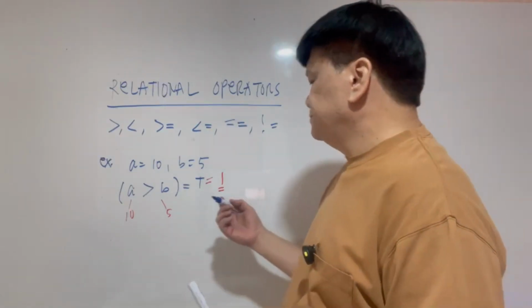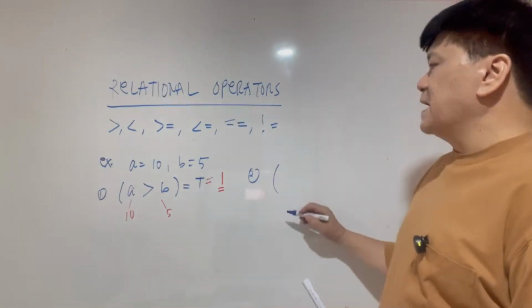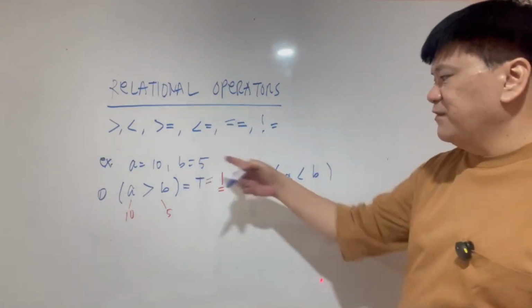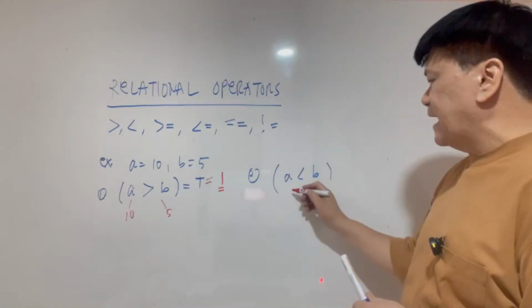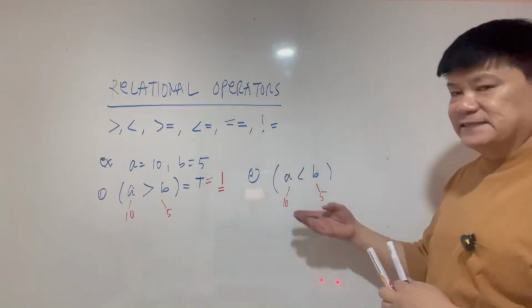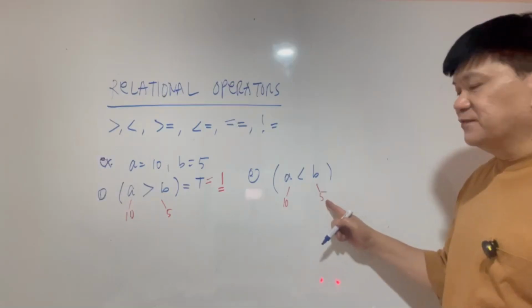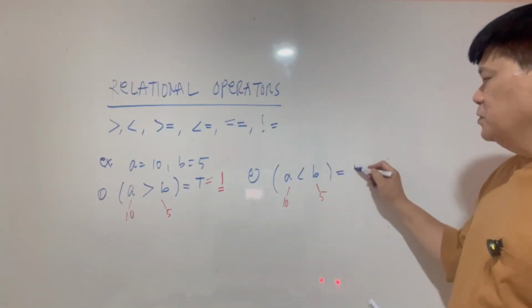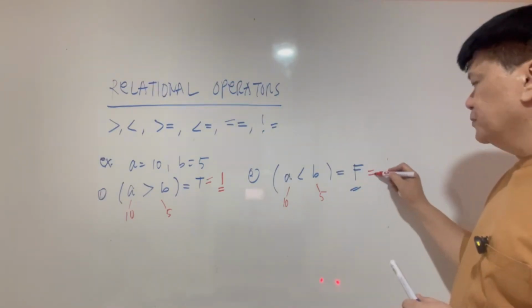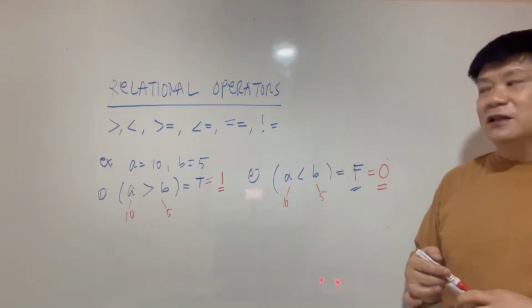Another one. You test, for example, is A less than B. Same given: A is equal to 10, B is equal to 5. Then you do the comparison. Is A, which is 10, less than 5? This will give you an answer of false, but that will display an output of 0. So that is relational operators.